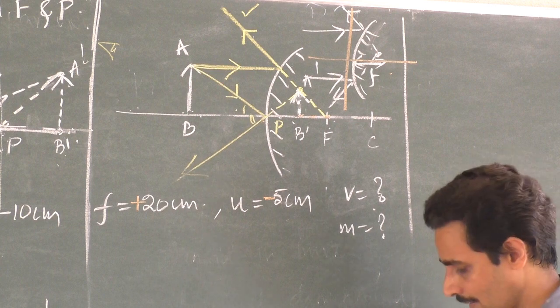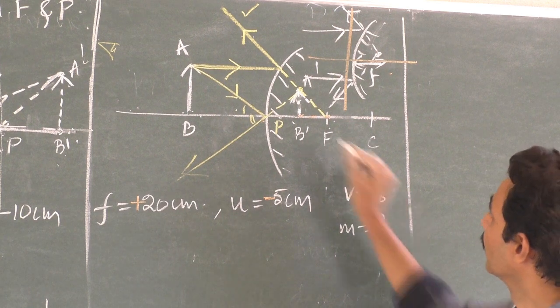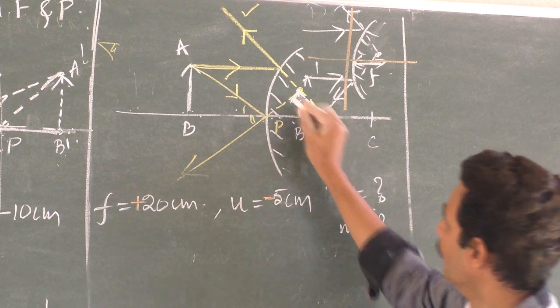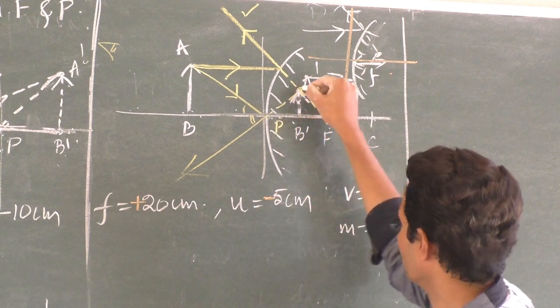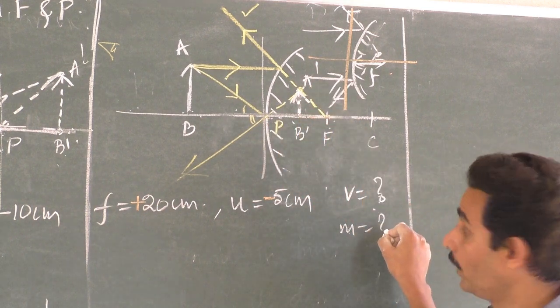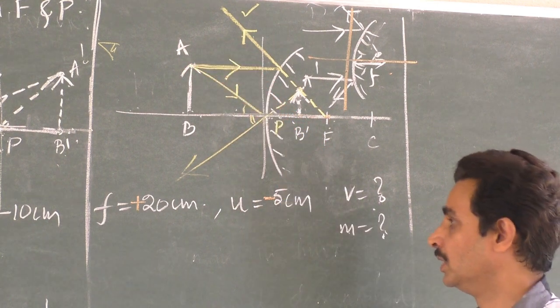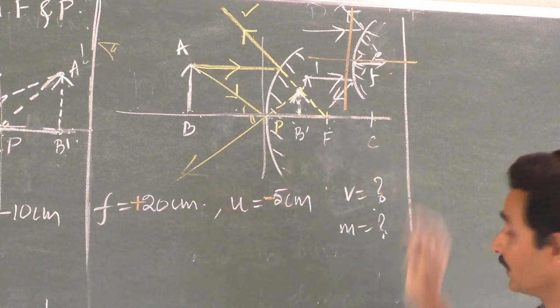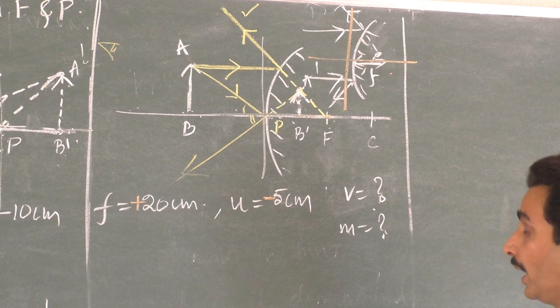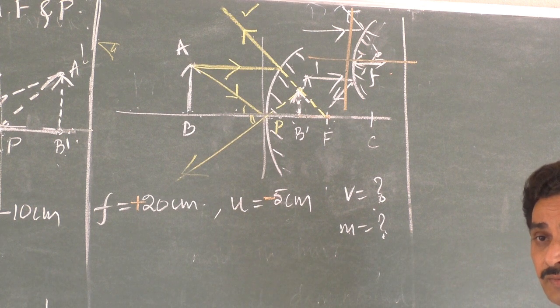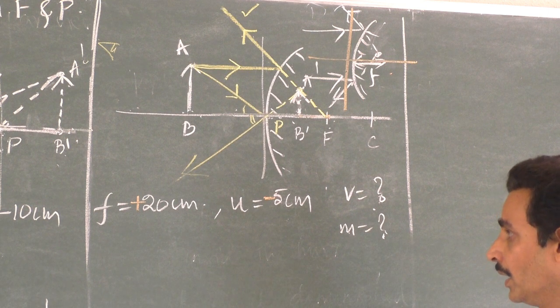What about image distance? How should be the answer? Positive. Can you tell me why? Because it is on this side. So image distance should be positive. Magnification positive. Why? Image is erect, object is erect, so that should be positive. Okay, if the image is inverted, then only the magnification should be negative. And if image magnification is greater than 1, enlarged, lesser than 1, diminished.